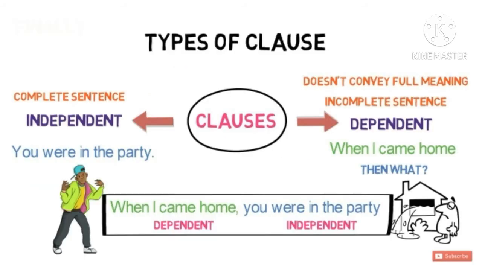There are two types of clauses. One is independent, the other is dependent. See the first independent clause. It is a complete sentence and it gives complete meaning. For example, you were in the party.